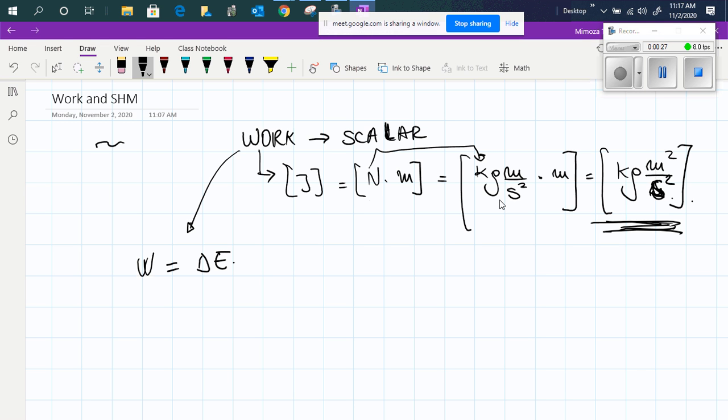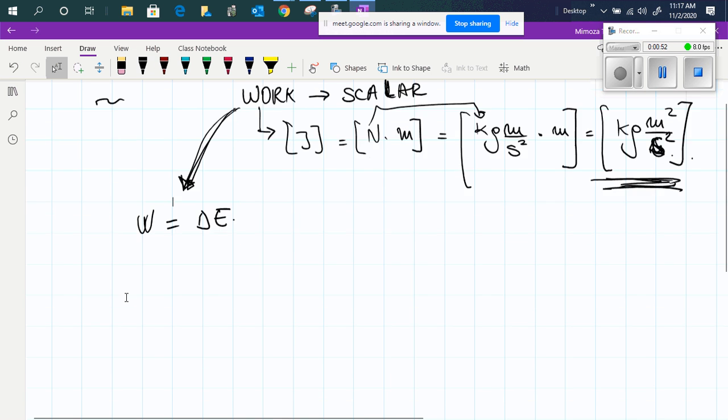And this brings us to a very important concept of physics, that work is equal to the change of energy. So if you are dropping an object from a certain height, the object is changing its potential energy. So the change of potential energy is equal to the work done by the force of gravity.